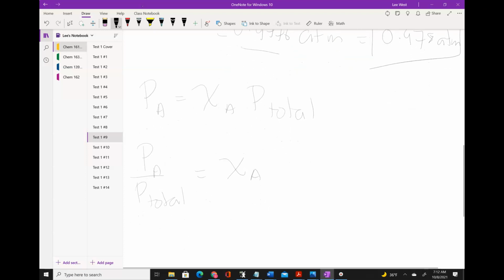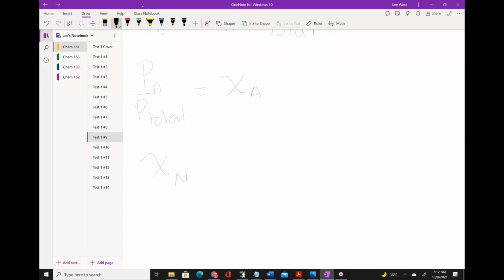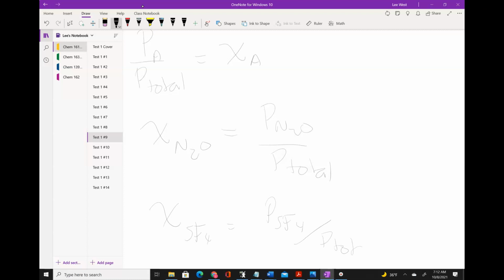So these last two bits, getting the mole fractions, are going to be pretty simple. The mole fraction of N2O is just going to be the pressure of N2O over the total pressure. And similarly, the mole fraction of the other gas is just going to be the pressure of that gas over the pressure total. There we go.